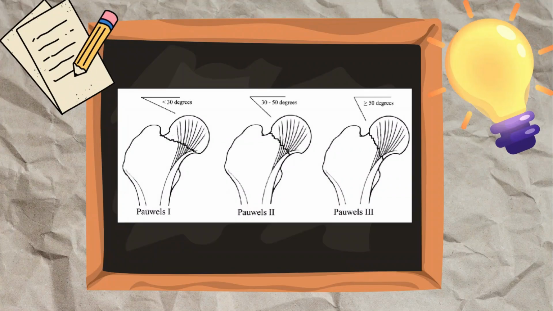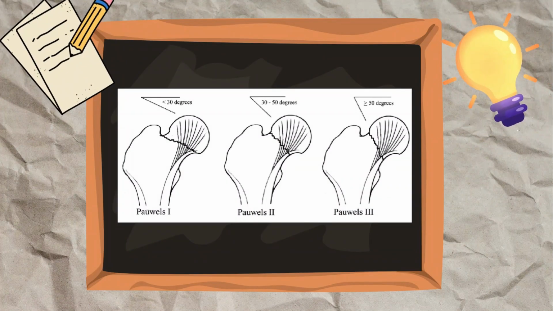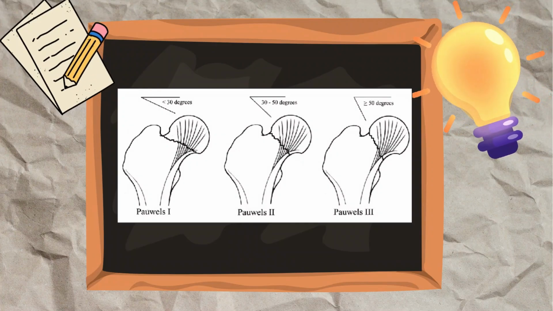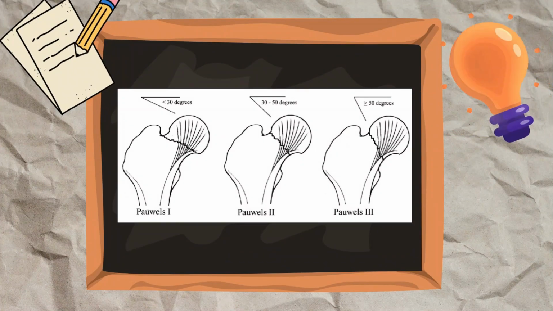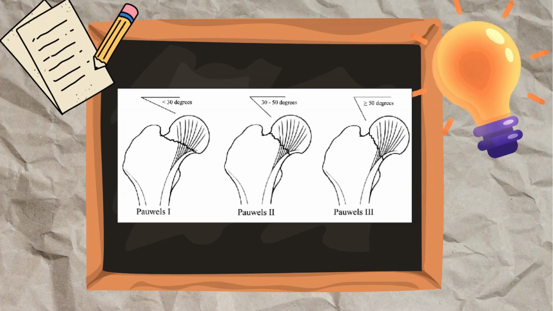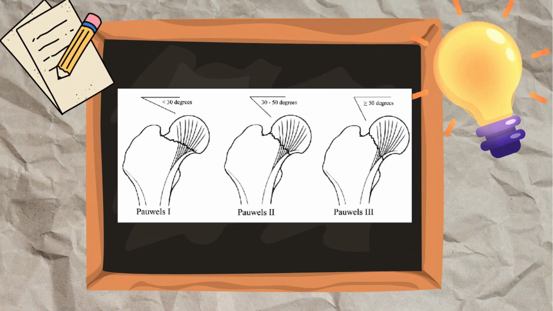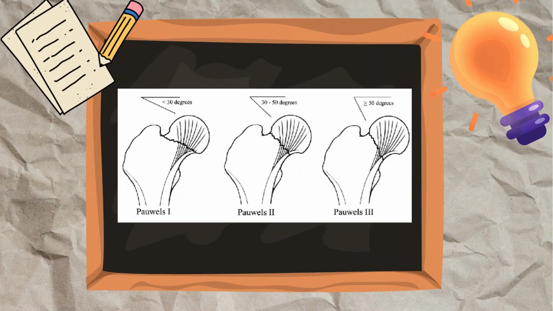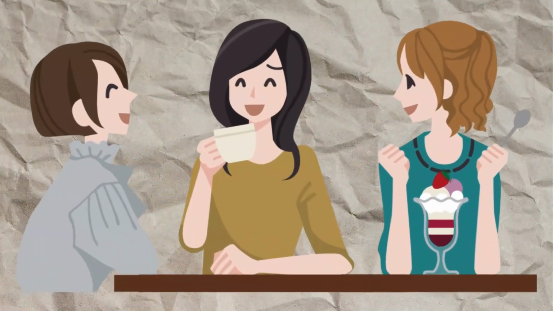Conversely, Type 3 fractures are characterized by an angle exceeding 50 degrees from the horizontal, representing the most unstable category with the highest risk of complications such as nonunion and avascular necrosis. This classification system serves as a valuable tool in guiding treatment decisions and predicting outcomes based on the severity of fracture displacement and instability.